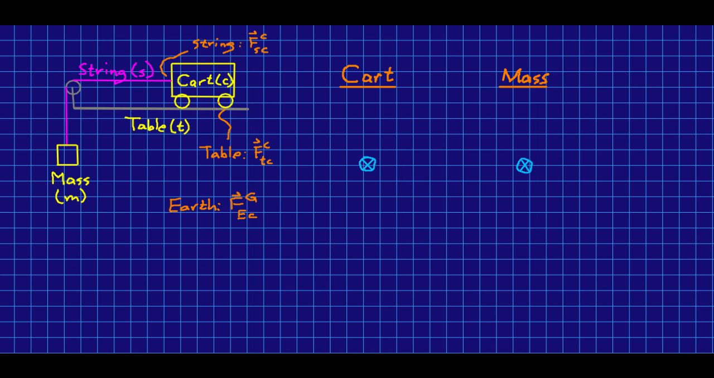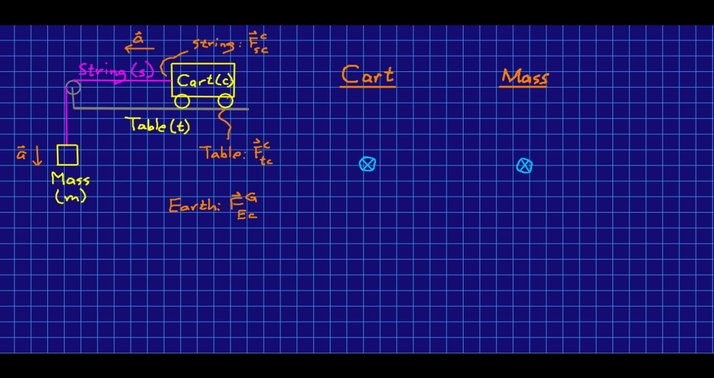Let's think about this situation of a cart on a table attached to a string which goes over a pulley to a hanging mass. We'll draw the free body diagrams for both and just think about them a little bit. What we know ought to happen when we release this whole arrangement is that the cart is going to accelerate to the left because the string is pulling it that way, and the mass ought to accelerate down.